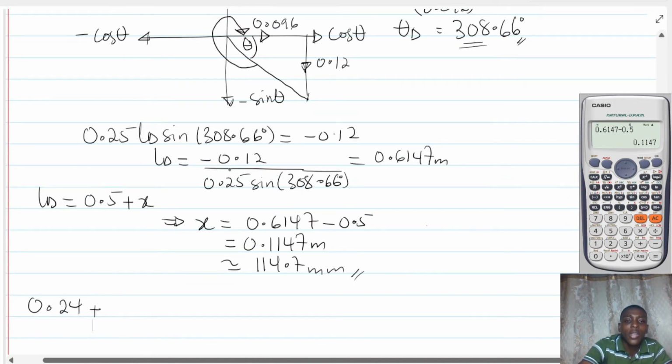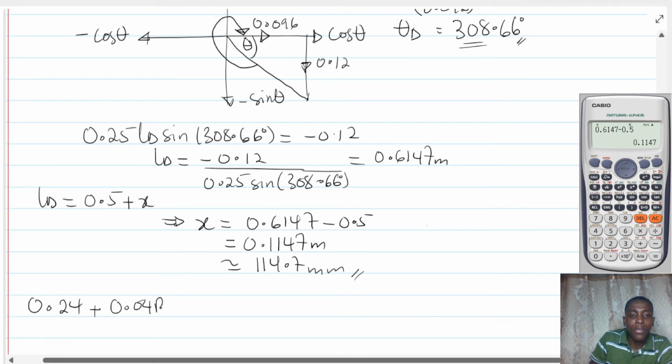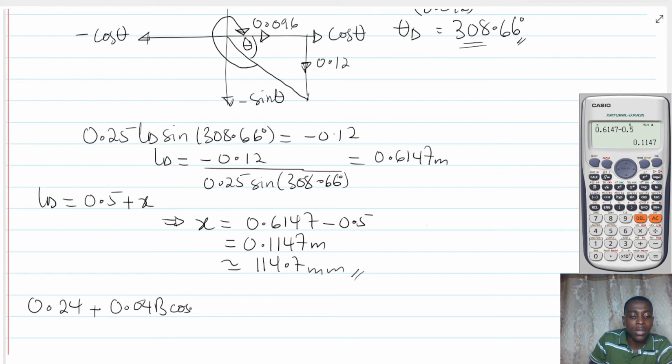So I'm going to get 0.24, and then I'm going to add to it 0.04 b cos theta b plus 0.25 cosine theta d, which is going to be 0.